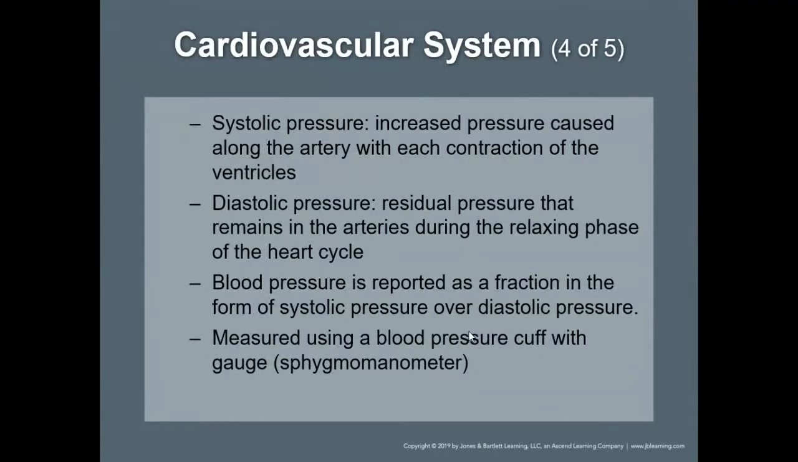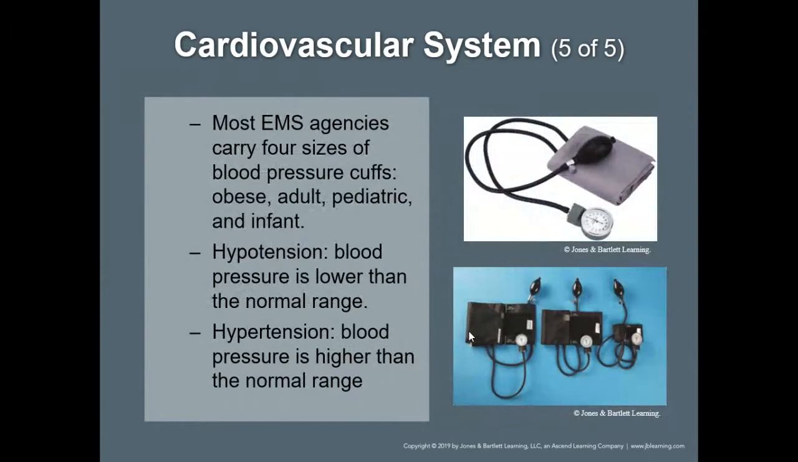Systolic pressure is the increased pressure caused along the artery with each contraction of the ventricles. Diastolic pressure is the residual pressure that remains in the arteries during the relaxation phase of the heart cycle. Blood pressure is reported as a fraction in the form of systolic pressure over diastolic pressure, measured using a blood pressure cuff with gauge, that's a sphygmomanometer. Most EMS agencies carry 4 sizes of blood pressure cuff: obese or thigh cuff, adult, pediatric, and infant.